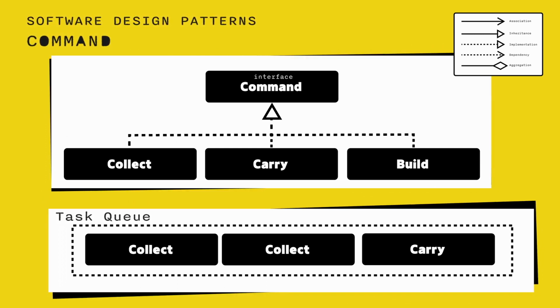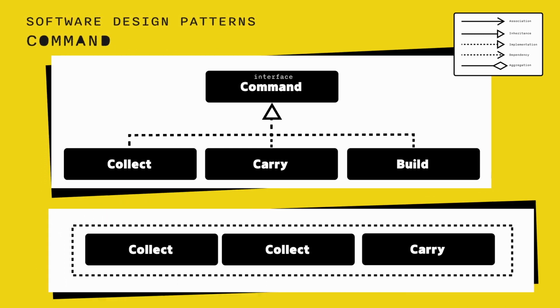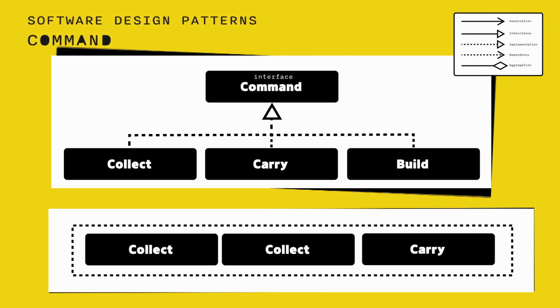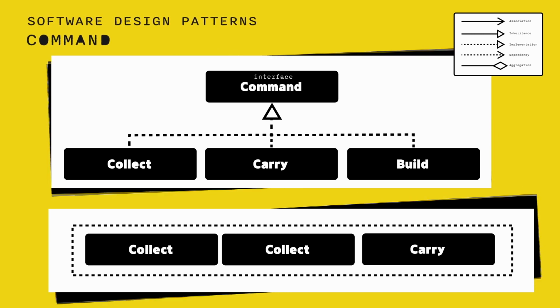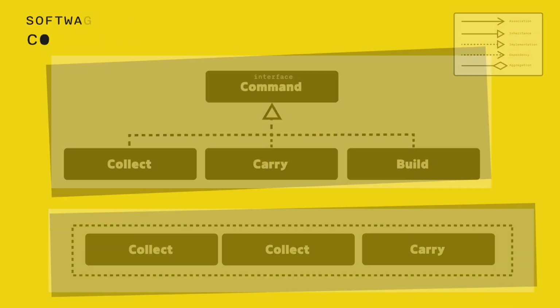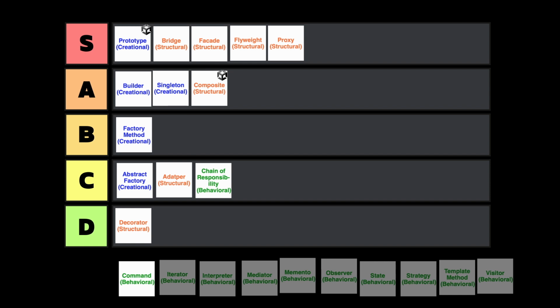You can use this to allow players to rebind UI buttons. This is a good pattern, pretty simple to understand and manage. In Unity, you can argue that coroutines kind of falls into this pattern as well. I mean, kind of. I don't think you need this in every game. I will keep it in A tier.